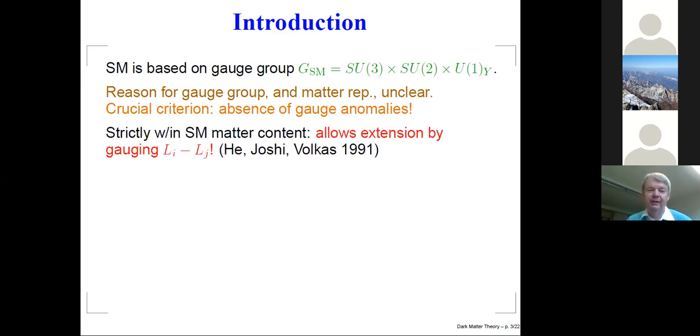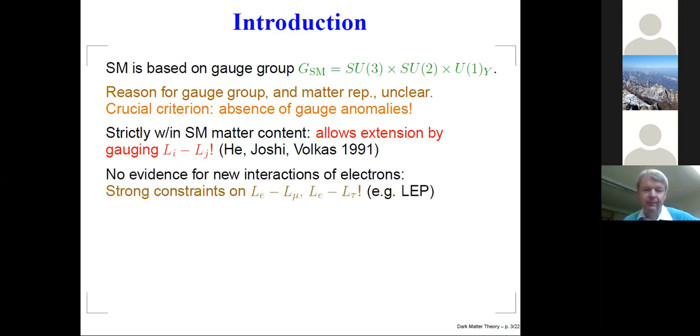Now, it was pointed out already 30 years ago by He, Joshi, and Volkas that just within the standard model matter content, the fermion content, one can extend the gauge group by a U(1) factor by gauging the difference of lepton numbers, L_i minus L_j. So i and j are generation indices here.